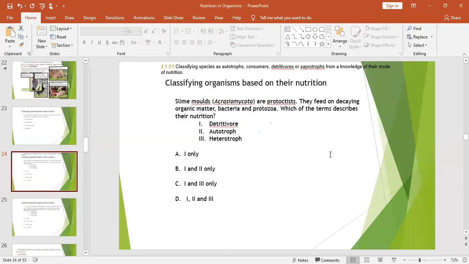Okay, Vanita. Teacher, B. Are you sure? B is 1 and 2. Now you are saying it is an autotroph. They are saying it feeds on decaying organic matter, bacteria and protozoa. That means that it does not make its food. So it rules out any option that has 2.